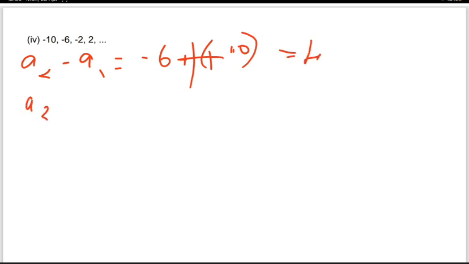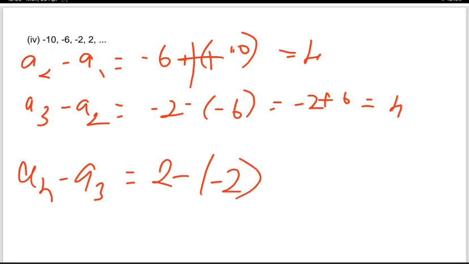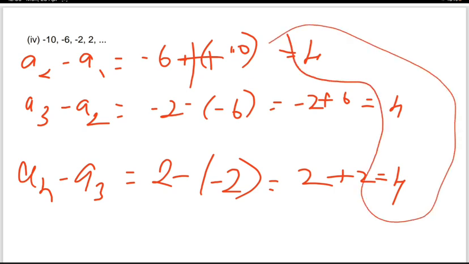a3 minus a2 is minus 2 minus of minus 6, that is minus 2 plus 6, which is 4. Again, a4 minus a3 is 2 minus of minus 2, that is 2 plus 2, which is 4. Since the common difference is the same for all the terms, we can say it is an AP. We found the common difference, so we need to write the next three terms.